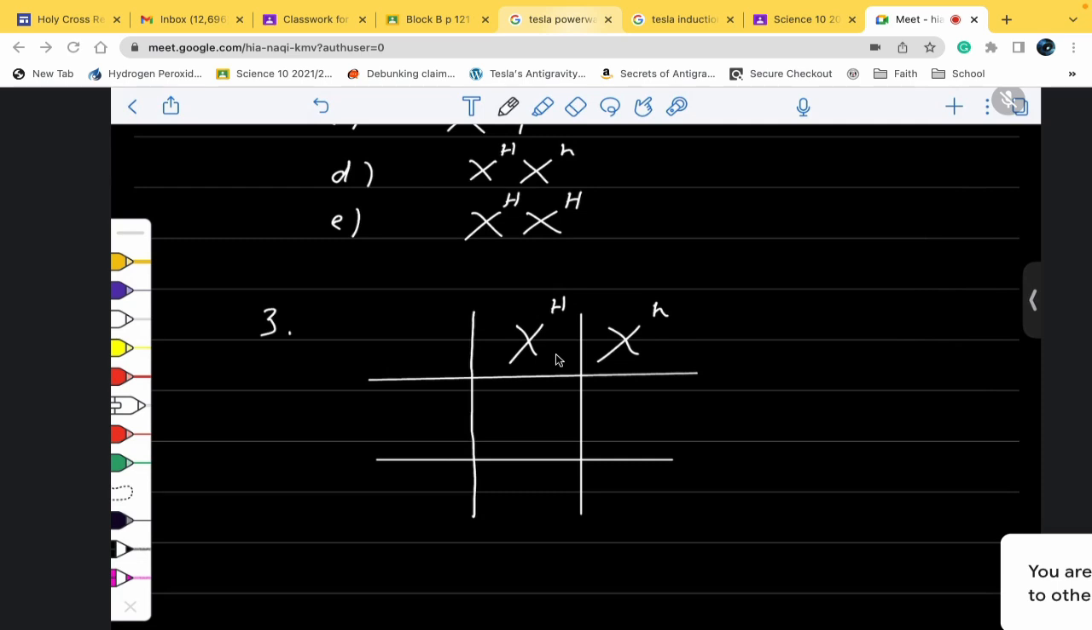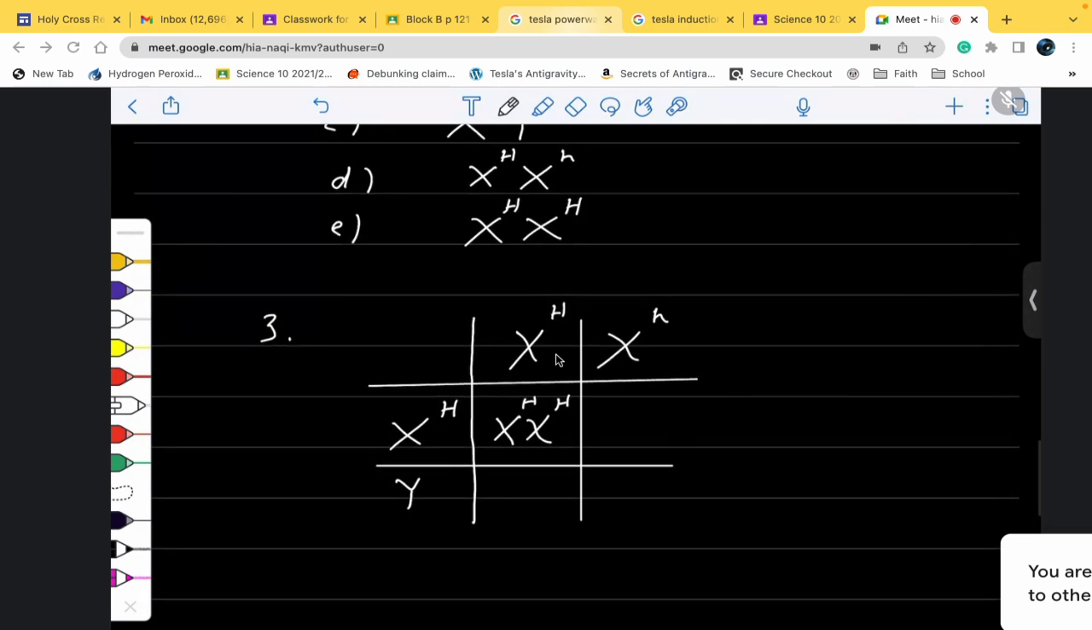The man that she's married to has normal blood ability. A man is always XY. It's the X that designates whether he's hemophiliac or not. He's normal, so it's a big H. Let's cross. X, X, big H, big H. That's the first column, first row. First column, second row: X, big H, and Y. So far, no offspring that are hemophiliac.